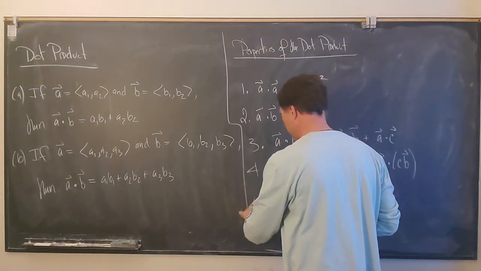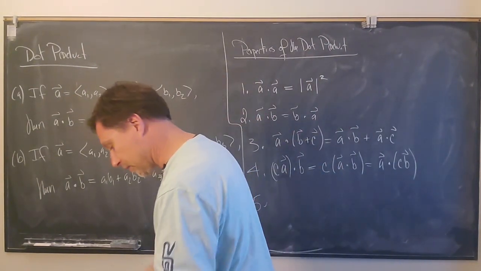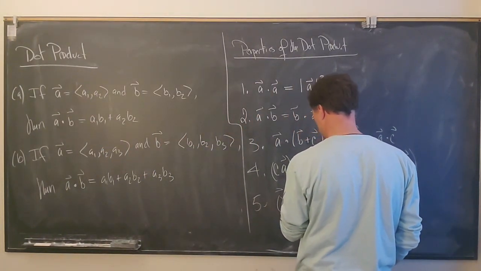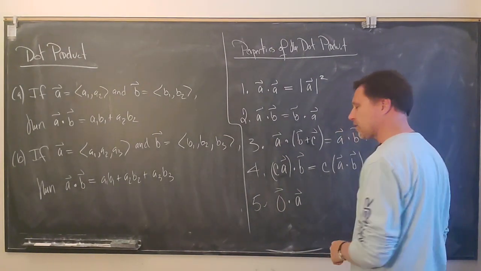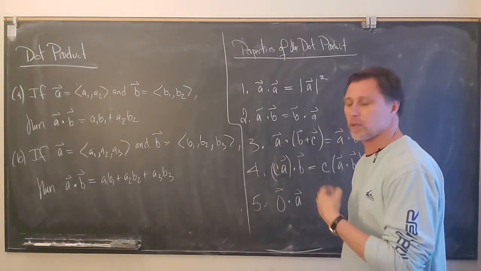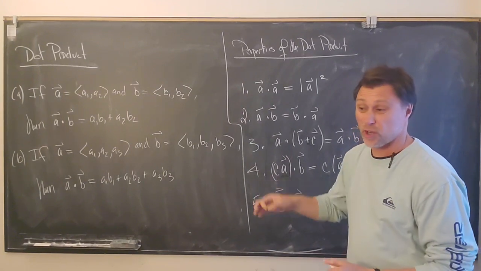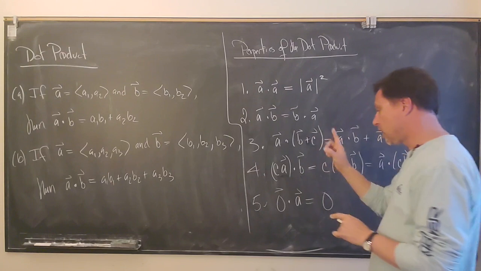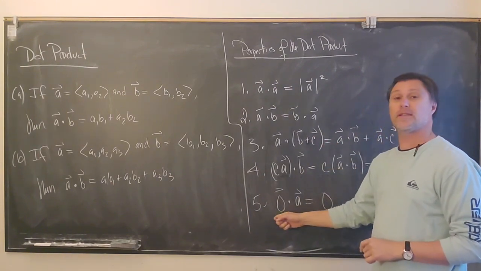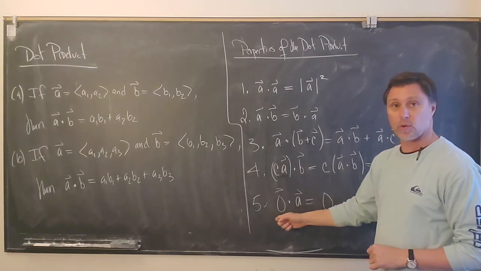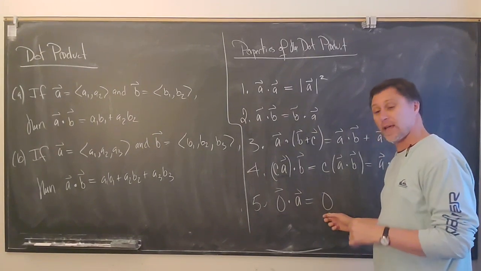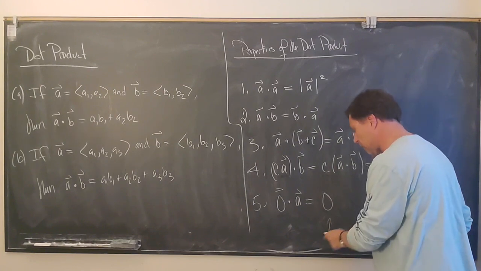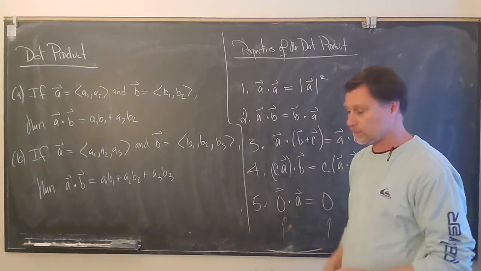So that's property 4. Property 5, the last one: if you do the 0 vector dotted with some vector A, think about that, that would be 0 times A1 plus 0 times A2, and if there's a third component, plus 0 times A3, what you'll get is 0. Notice on the left-hand side, this is the 0 vector. When you take a dot product, it's always two vectors. On the right-hand side, the result of taking a dot product is always a number. So this is the number 0 right there, and that's the vector 0 right there.